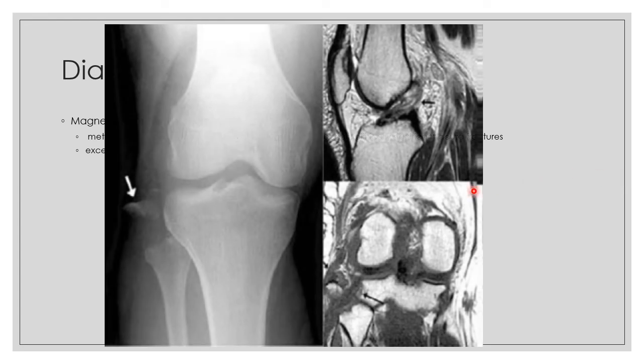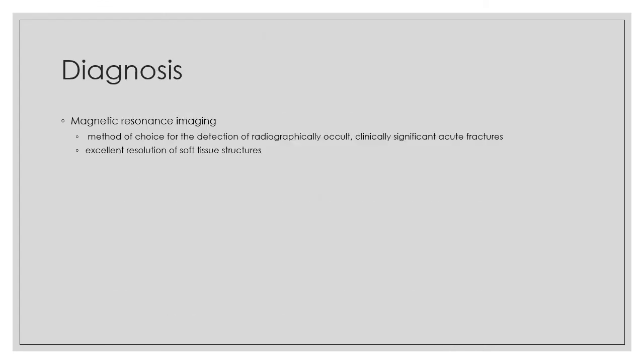As I mentioned, it's excellent for viewing your soft tissue structures. Here on the x-ray, you can see there's just a bone that's been chipped off from the fibular head. But if you note here on the MRI, there's the bone fragment, and some collateral ligaments have been frayed as well. So you don't just fix this fragment, you have to address this problem as well.